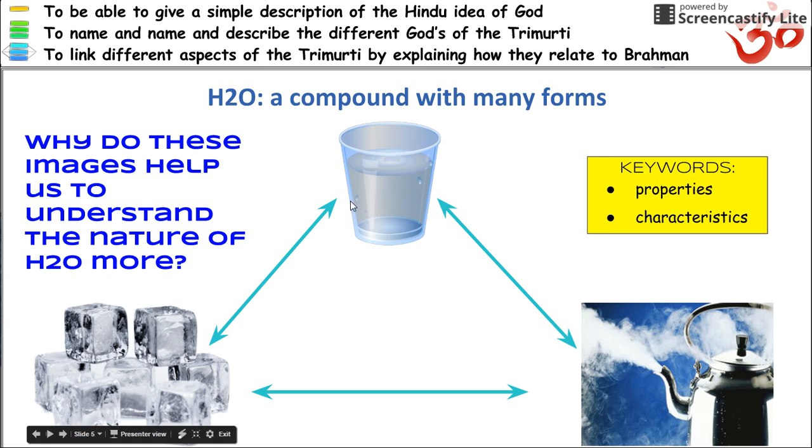And by looking at the different properties, we understand the characteristics, the aspects of that symbol and what it represents better. So we've got different forms, and by looking at the different forms, we understand the properties of H2O better and the different characteristics of H2O better.